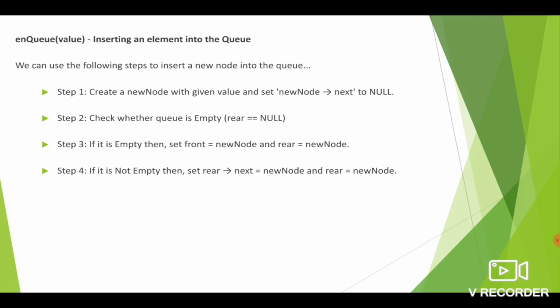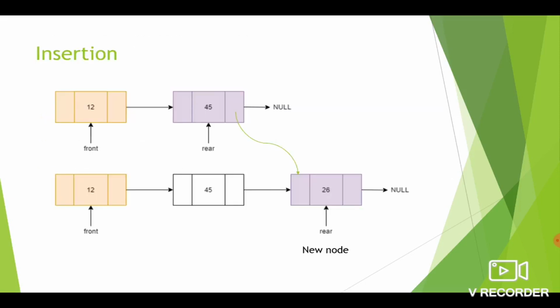So if the queue is empty, then you have to set the front as new node as well as the rear as new node because we have only one node. So both front and rear pointers point to that single node. If it is not empty, then you have to set the next of rear as new node. If the queue is not empty, we are going to insert the new node 26 after 45. I told you, the insertion always takes place at the rear end.